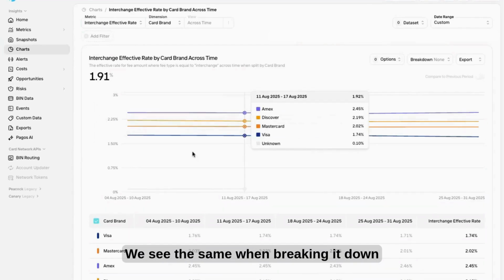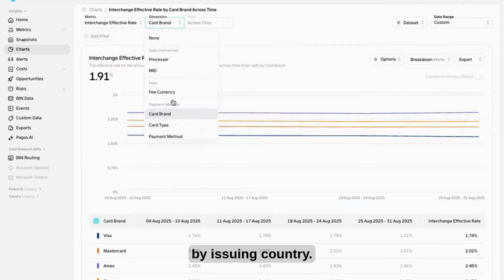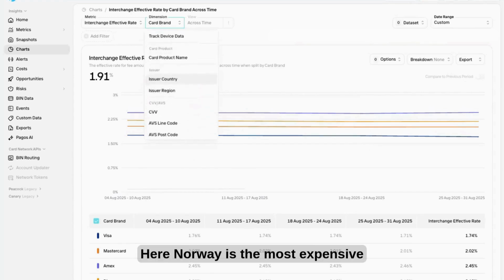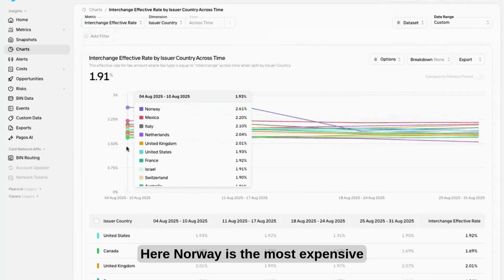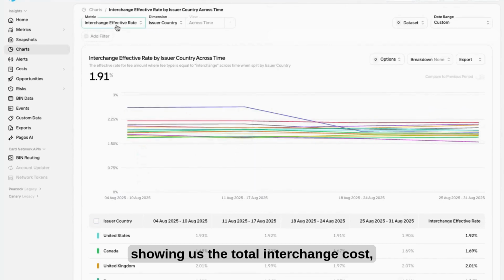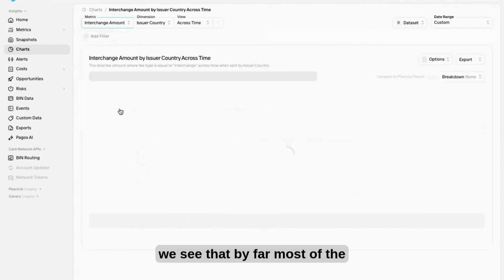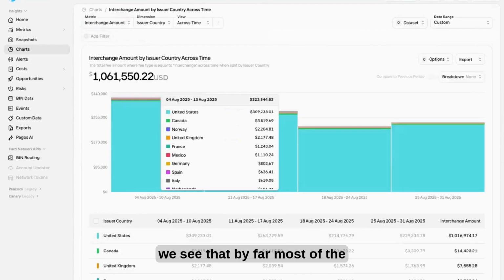We see the same when breaking it down by issuing country. Here, Norway is the most expensive by dollar sales. But when we switch to interchange amount, showing us the total interchange cost, we see that by far, most of the interchange comes from the US, giving me a more informed decision on where to focus my attention.